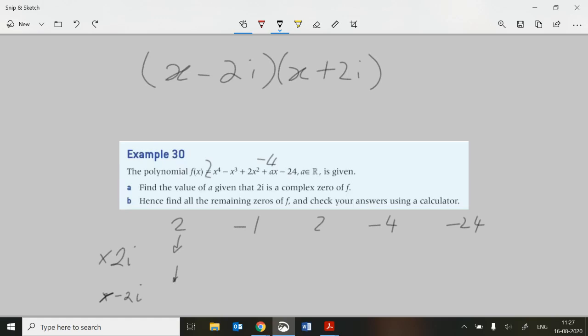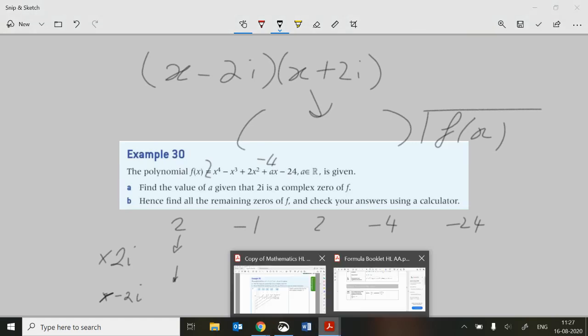and then you can factorize that as normal. Now, from my point of view, I've just done the first part by substituting in 2i, and I found that a is equal to minus 4. So my next step here would be to multiply out these two factors and then do my long division approach by dividing by my two factors there. And then I would then factorize my quotient. The book has done it differently.